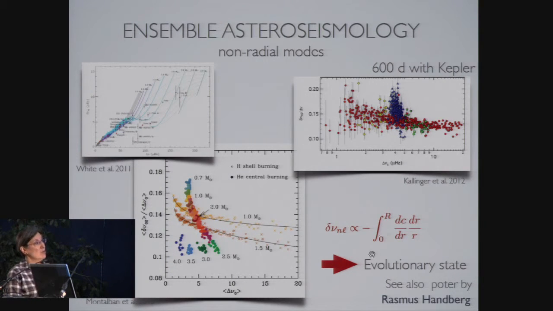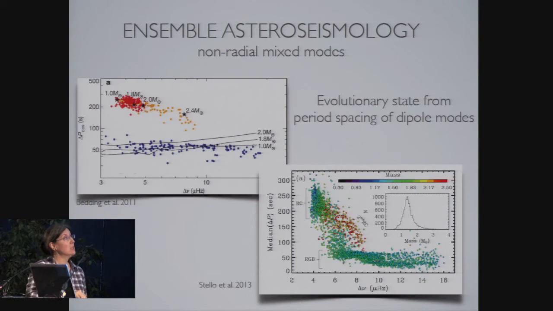So again, I recall to you that the small separation depends on the central density, on the density contrast. And so we can use the small separation between radial and quadrupolar modes to estimate or to discriminate the evolutionary state. There is also the possibility to estimate the evolutionary state from the period spacing of dipole modes.